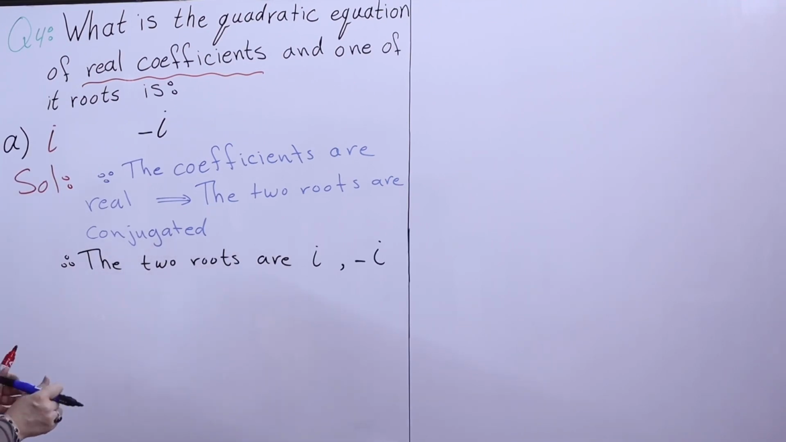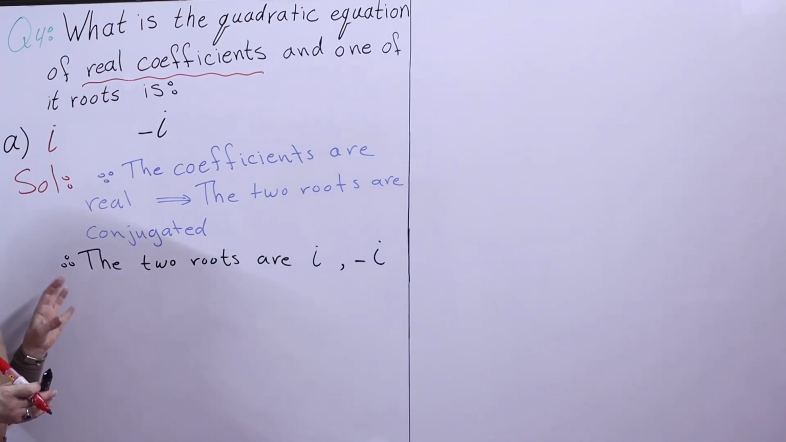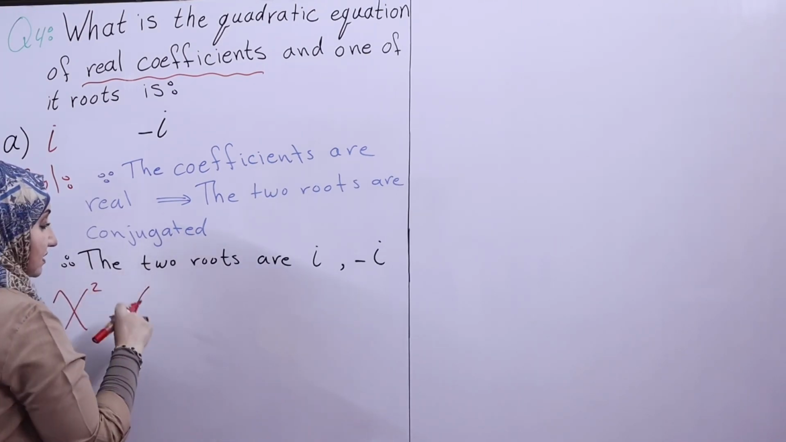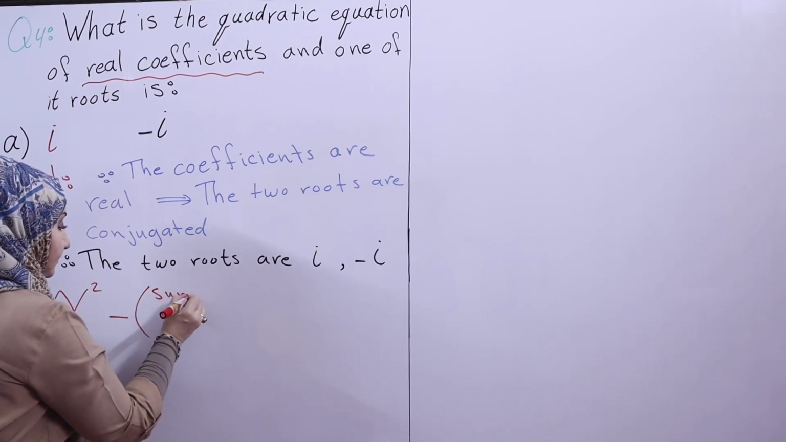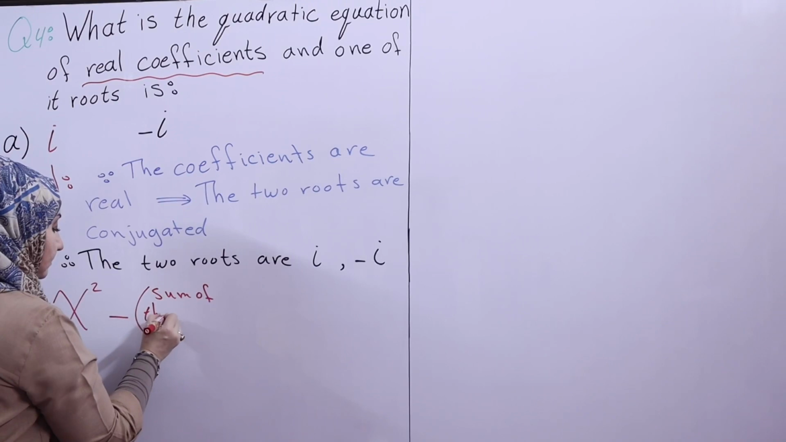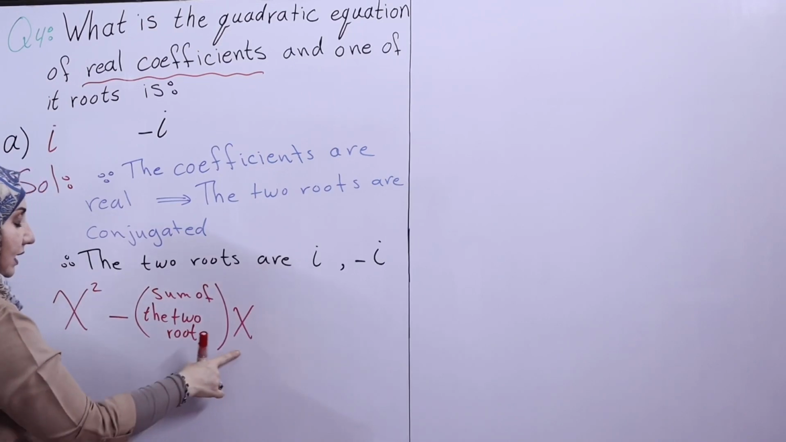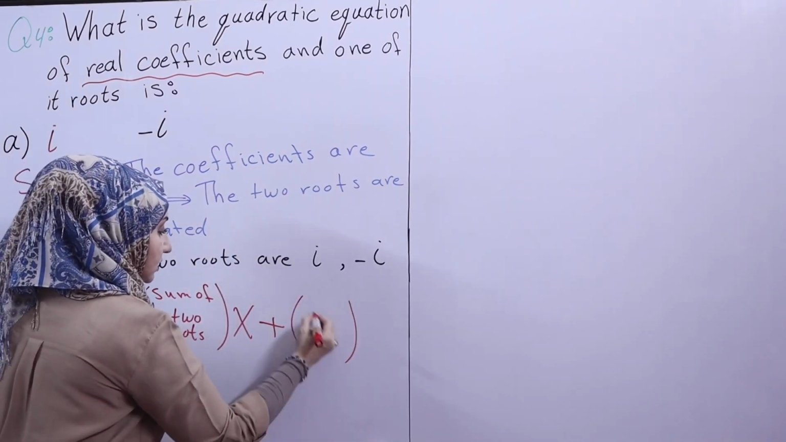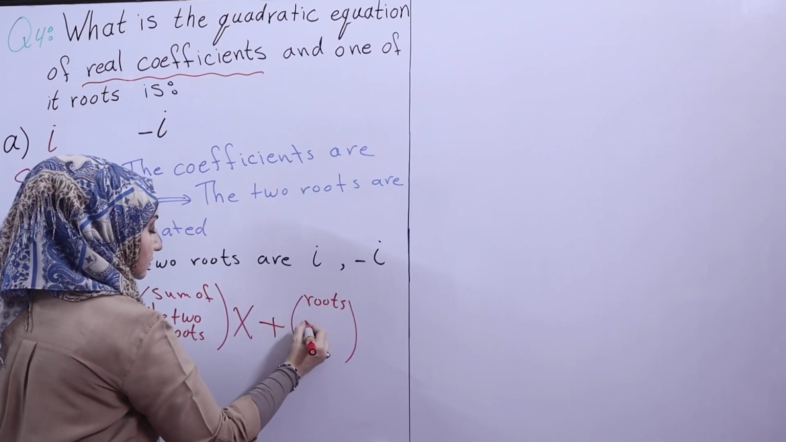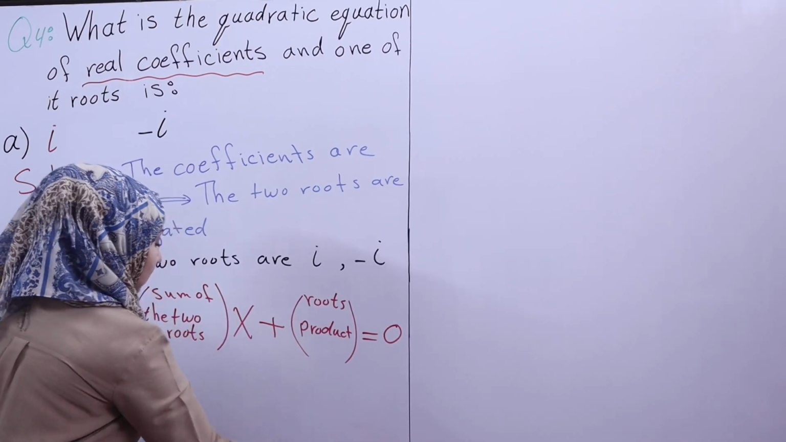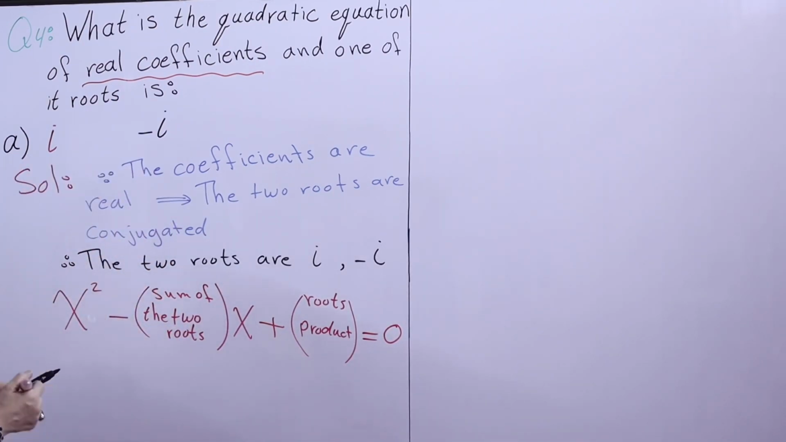And now we can find the equation, the quadratic equation. The law of the quadratic equation, which its two roots had been known, is x squared minus the sum of the two roots x plus roots product equal 0.